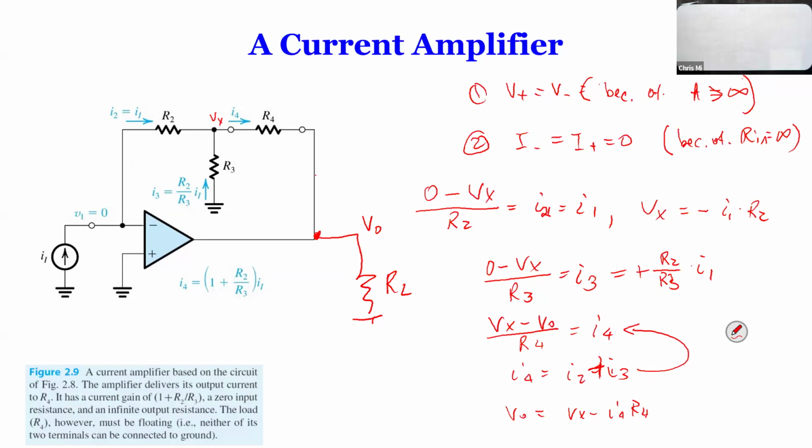So let's plug in some actual numbers to make it easier to understand. Let's say this is 1 amp, this is 1K, so this is 0 volts. How much voltage do you see here? Minus 1 volt, right? If R3 is also 1K, how much current do you see over here?